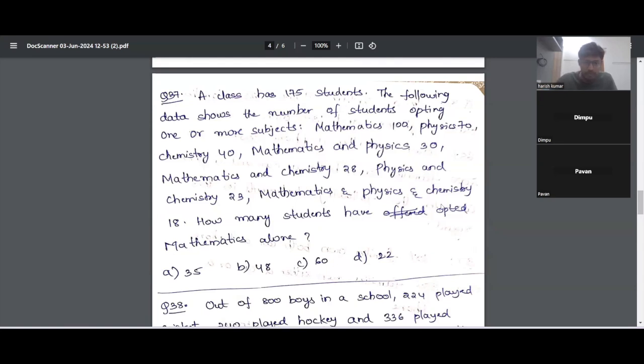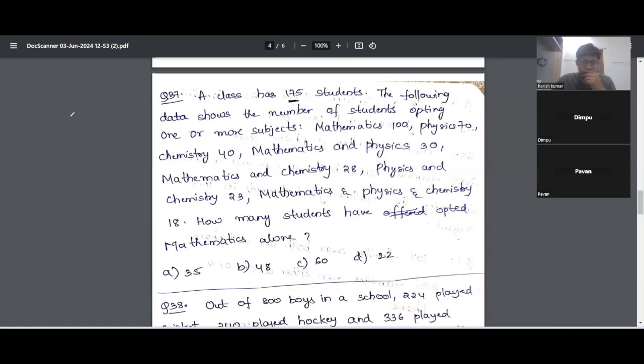Let's solve these questions. A class has 175 students. The following data shows the number of students opting for one or more subjects. Mathematics 100, physics 70, chemistry 40. How many students have opted mathematics alone? You can do this question in many ways. For example, let's try to do it with the help of a Venn diagram.